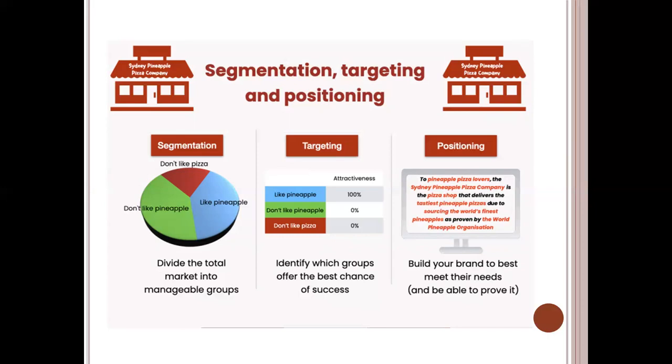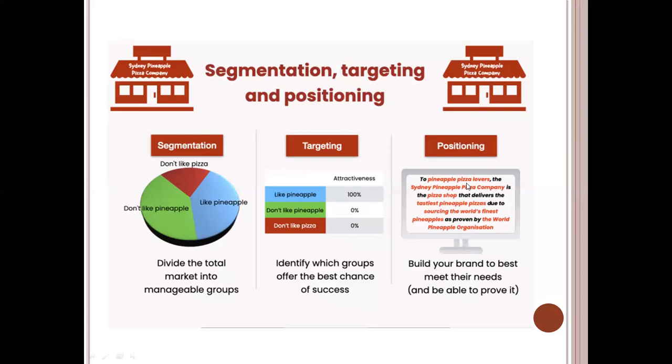After segmenting, they proceed to targeting. When you target, you identify which groups offer the best chance of success and you focus on those customer segments that are the most promising customers, who would likely purchase or avail of your product or service. If you target, it will help your organization or company use your resources wisely, and also customize more specifically for your offering.